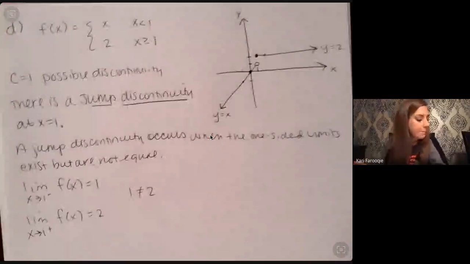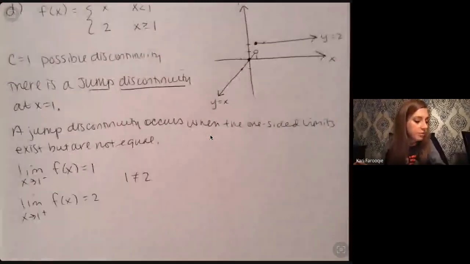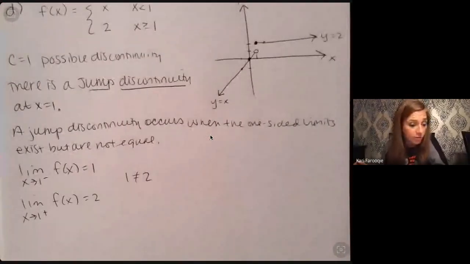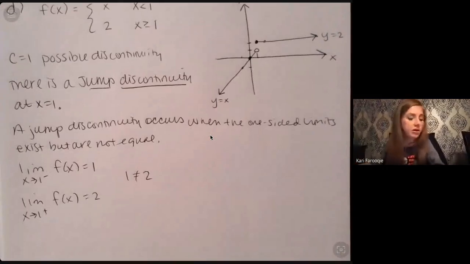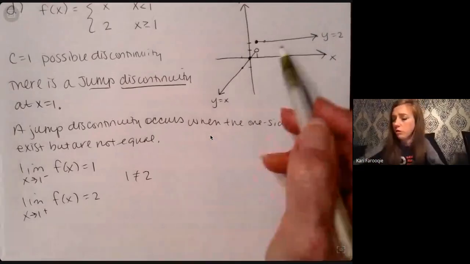Okay. So we have that. It's not a hole. It's not a removable discontinuity. It's a jump discontinuity. There's a difference there, which hopefully we can see. If it was a hole, the limits would be the same. Like maybe we would have a situation where the function wasn't defined.